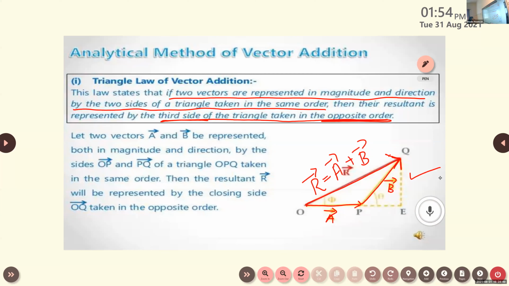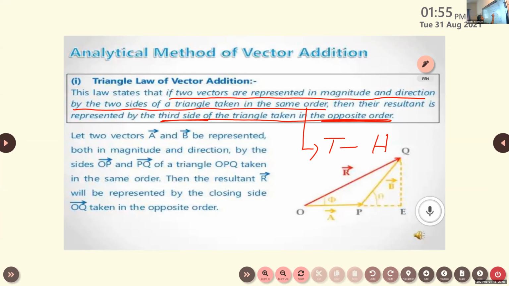The law states that if we have two vectors and they are represented in magnitude and direction by the two sides of a triangle taken in the same order, this is very, very important. By the term same order, we mean the tail to head arrangement. This is the arrangement of these two vectors. Then the resultant is represented by the third side of the triangle and it is taken in the opposite order.